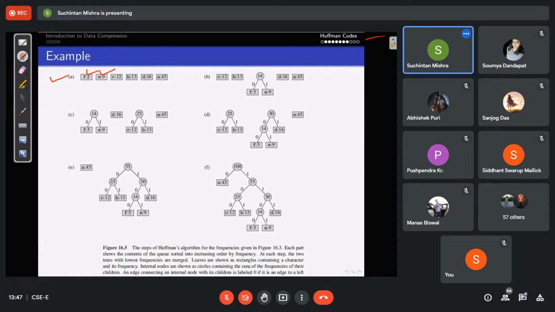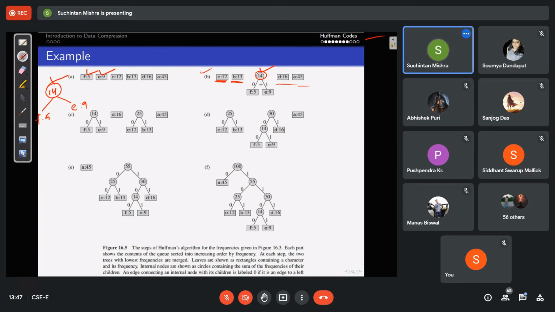If I add F5 and E9, a new node will be created which is 14. It will have two children, F5 and E9. So now a new node 14 is created, whose left child is F5 and right child is E9. Again we insert it into the queue. It will be in the third place because C12 is the least frequency, B13 is the next, then the place of 14 will come. Then there is D16 and A45 as usual.